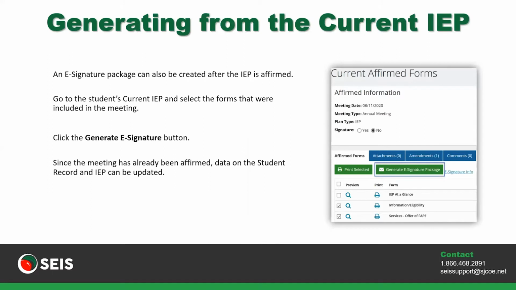Second place where you can actually generate a package is on the current IEP. So let's say, for example, you affirm the future IEP without a signature. The SACE recommendation is to affirm that meeting to lock in what took place at that meeting within 7 days, with or without that signature. So after you have affirmed it without the signature, you can actually navigate to the current IEP as you see here. You will select the forms that you've selected during that affirm process. So make sure you select those forms and then hit the generate e-signature package to send out a package to obtain the signatures for the meeting that was affirmed.